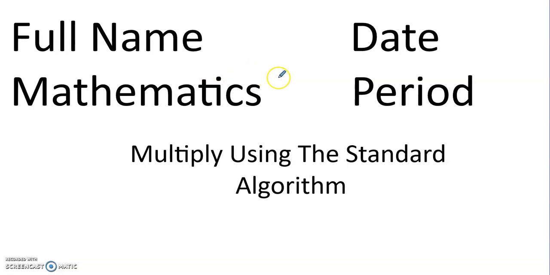So before we start using our standard algorithm, I want you to create a new heading in your notebooks with your full name, first and last, the date, mathematics, your period, as well as the assignment name, multiply using the standard algorithm. Pause the video now and do that.